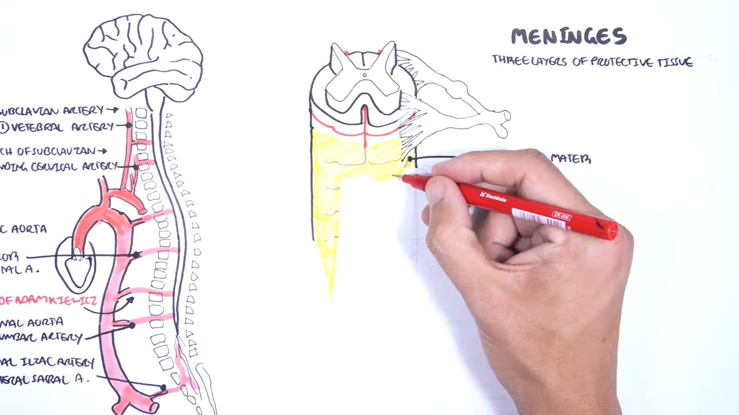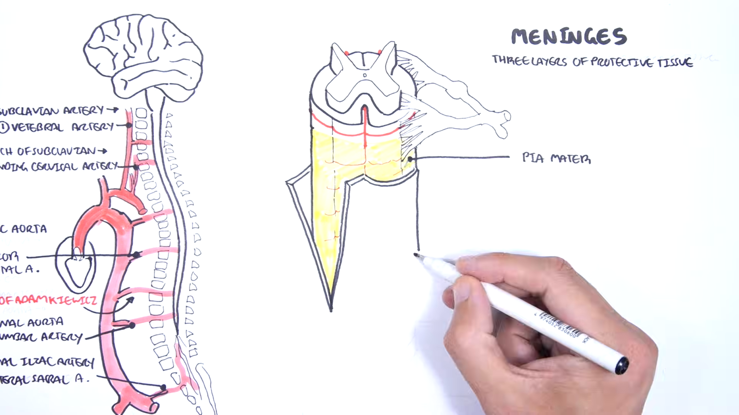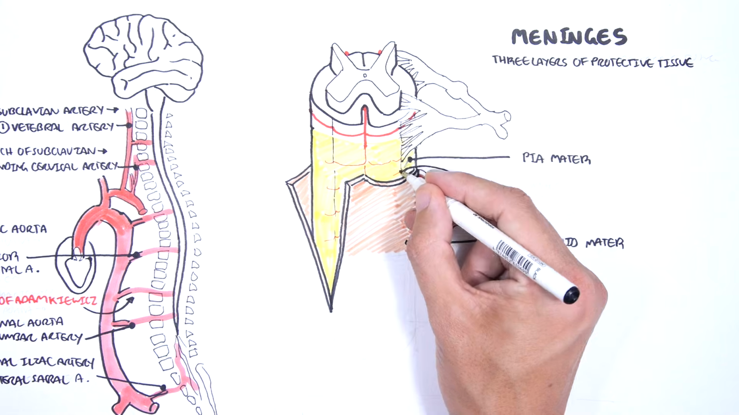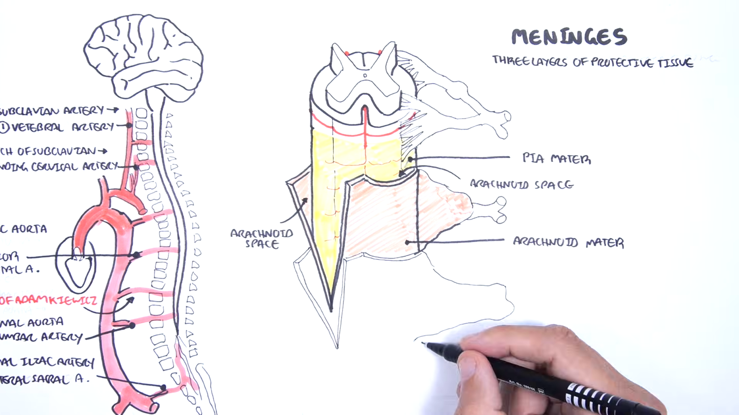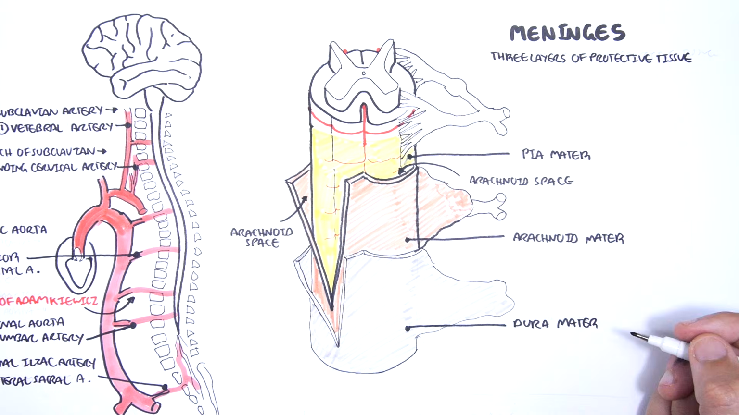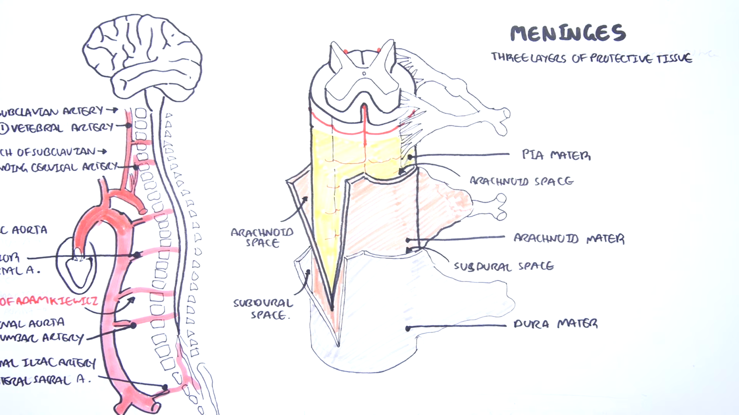The pia mater is the inner meningeal layer surrounding the spinal cord. The second layer is the arachnoid membrane, which extends to the spinal nerve. Between the pia mater and the arachnoid membrane is the arachnoid space. The outermost meningeal layer is the dura mater. Between the dura mater and the arachnoid membrane is the subdural space. Above the dura mater is the epidural space.